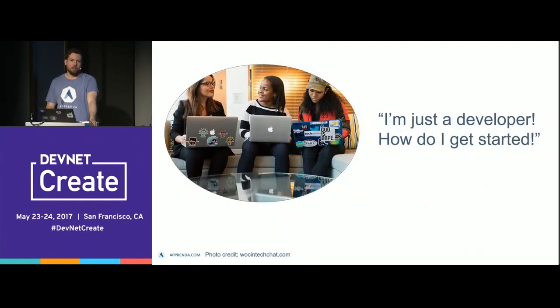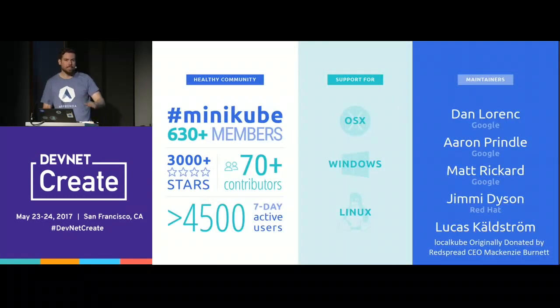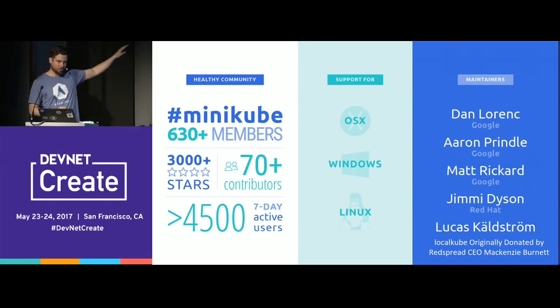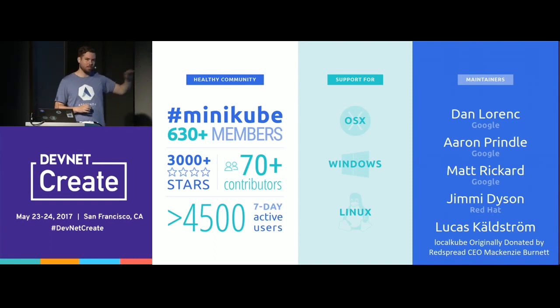OK, so you're just a developer. You don't care about any of this. How do I just get started with Kubernetes? So the easiest way to get started is with Minikube. You won't learn about any of that architecture stuff that we saw in the slides, but you'll be able to run the command lines. So this is probably the easiest way to run it on your laptop. It's a single command line to get it up and running.